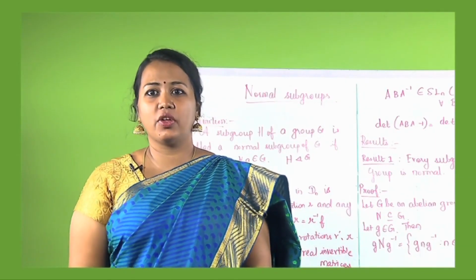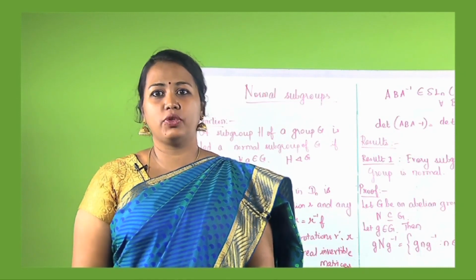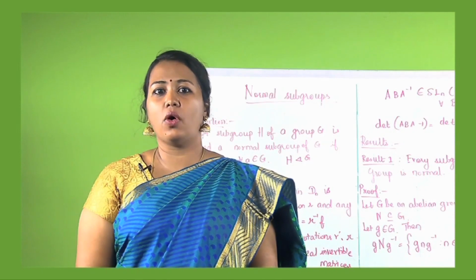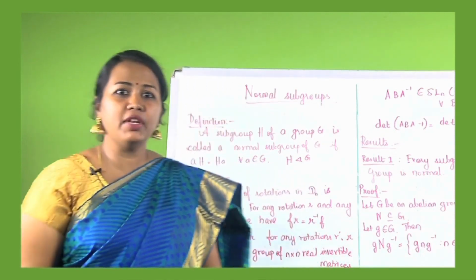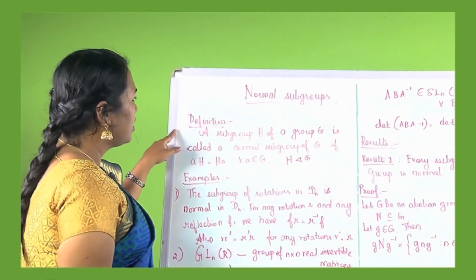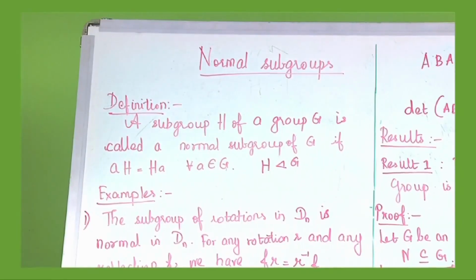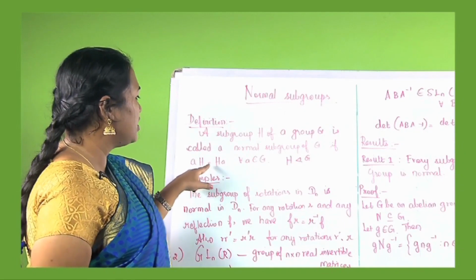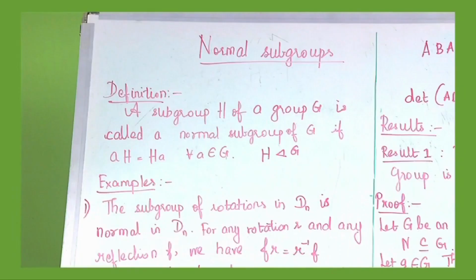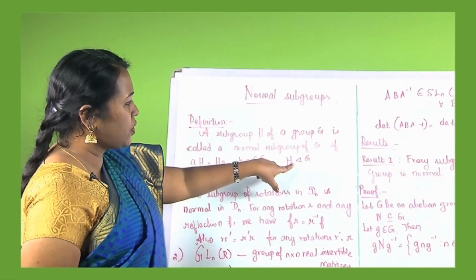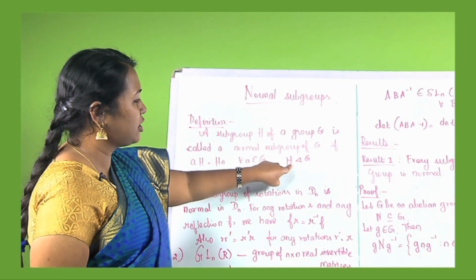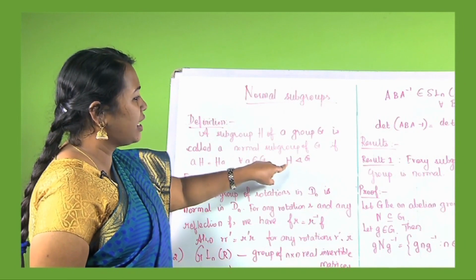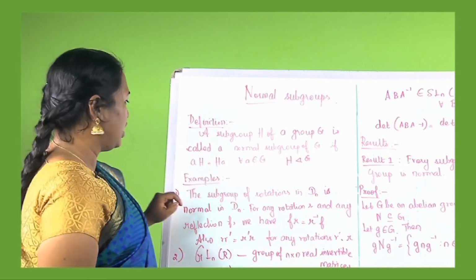In this section, we are going to define normal subgroups, and we will also discuss when a subgroup will be normal in G. The definition of a normal subgroup: a subgroup H of a group G is called a normal subgroup of G if aH is equal to Ha for all a belonging to G. It is denoted by H ⊴ G. You can just say it as H is normal in G.